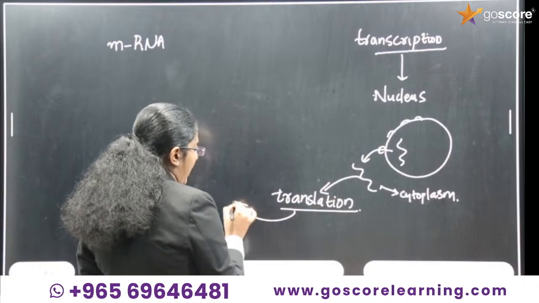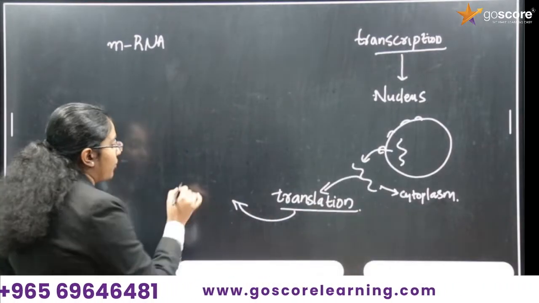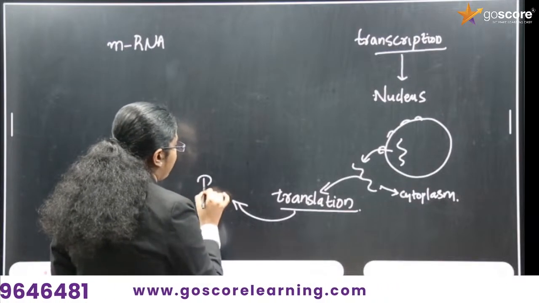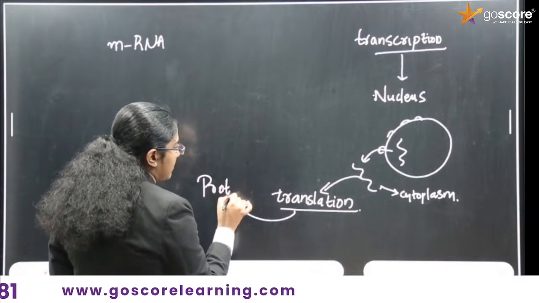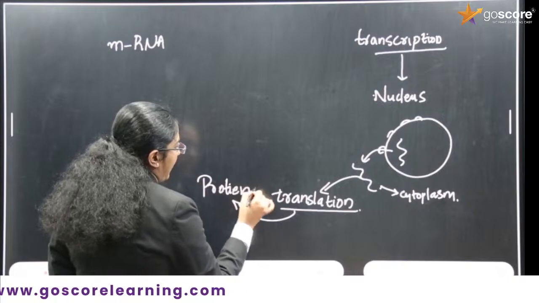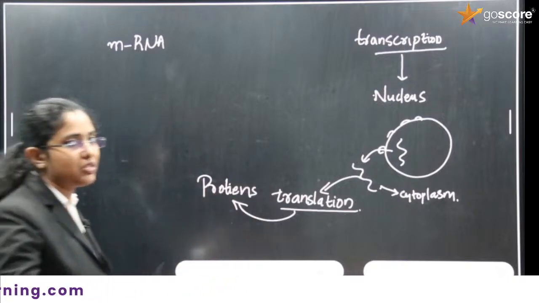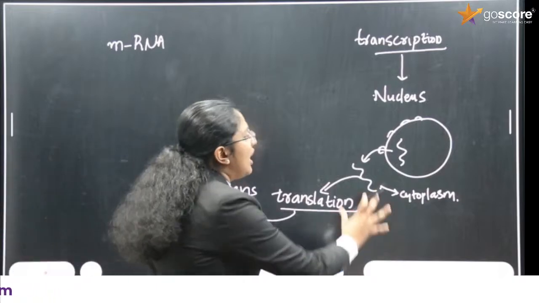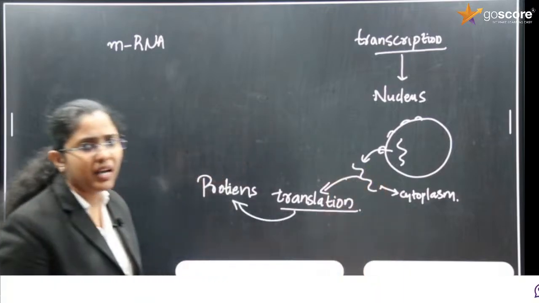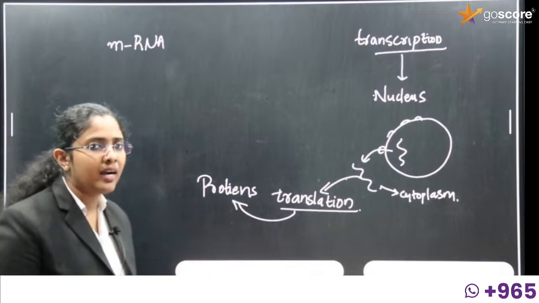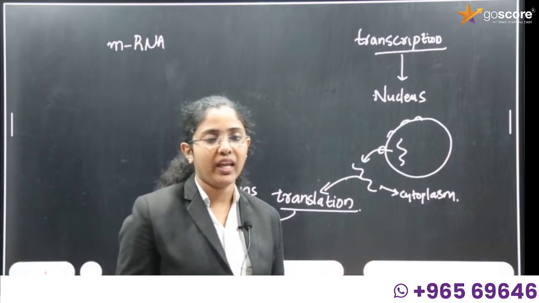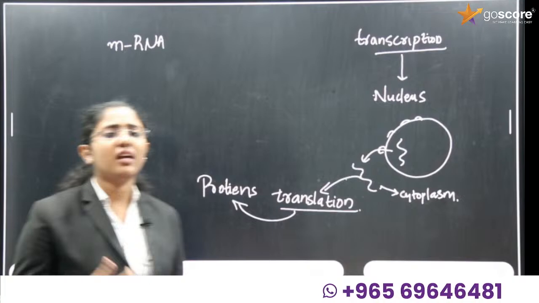If translation happens, it can lead to the formation of different proteins. Translation helps in the synthesis of proteins. For translation, in the cytoplasm, mRNA is there, but mRNA can't translate itself. It needs help. What are the required materials?